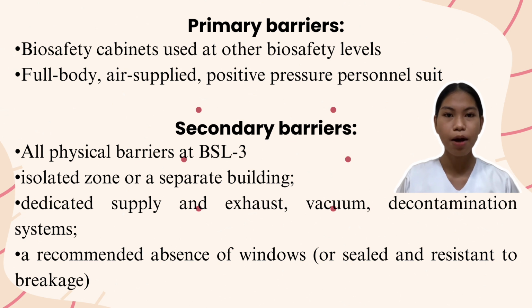Primary barriers: biosafety cabinets used at other biosafety levels, and a full body, air supplied, positive pressure personnel suit. Secondary barriers: all physical barriers at BSL 3, an isolated zone or a separate building, dedicated supply and exhaust vacuum decontamination systems, and a recommended absence of windows, or windows that are sealed and resistant to breakage.